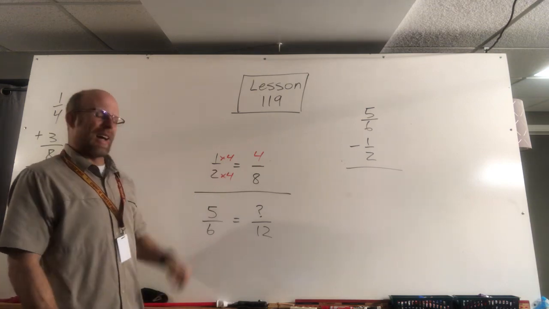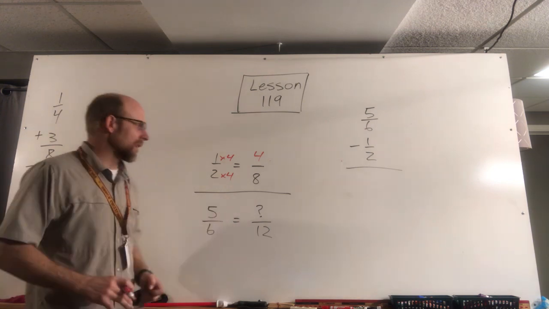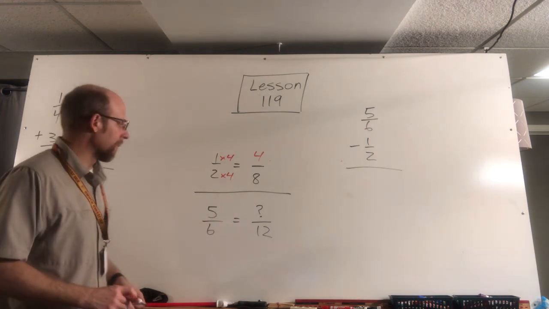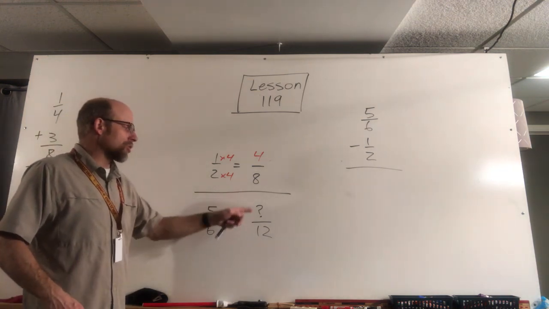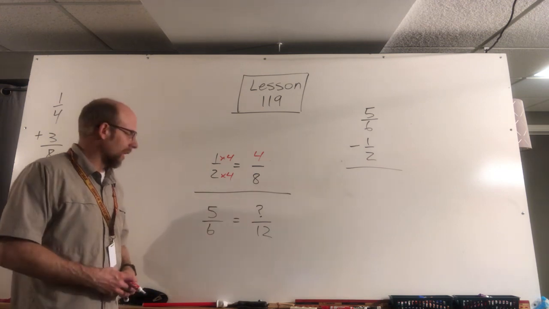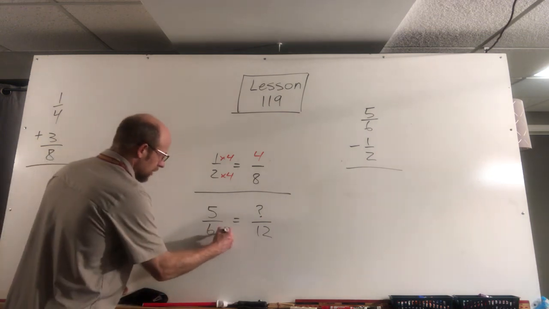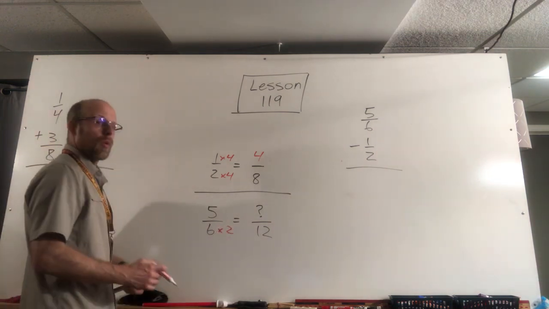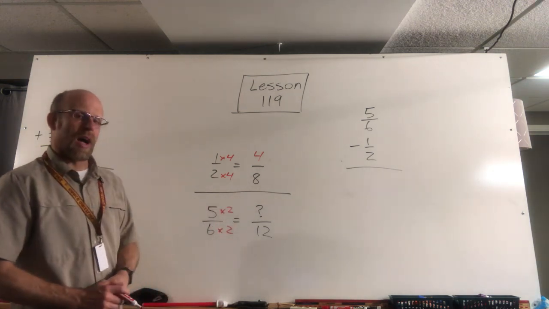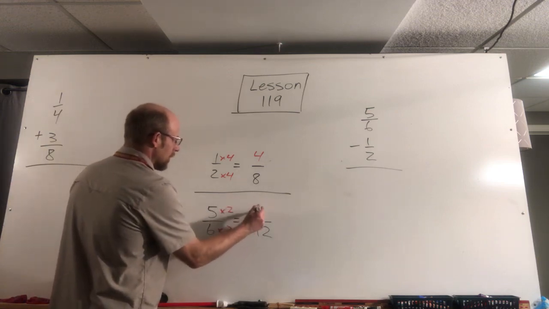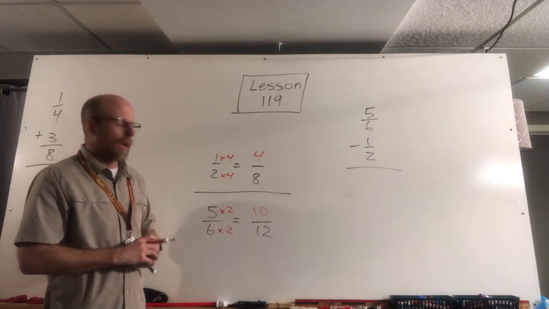Now we're going to be using that concept, that computation process, to be able to do today's problems. Let's just try another one, just so we're ready. 5/6 equals question mark over 12, blank 12ths. So how do I get from 6 to 12? I go 6, math masters already know it, times 2. Now whatever I do to the bottom, I do to the top, or vice versa. So 5 times 2 is 10. So 5/6 is the same as 10/12. You have to be able to do that.